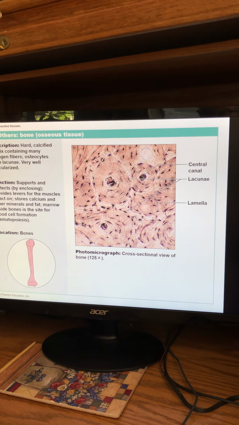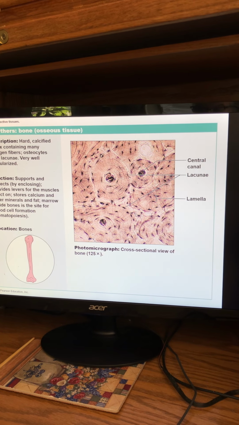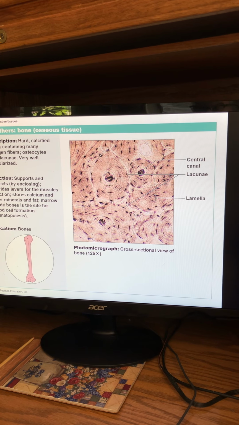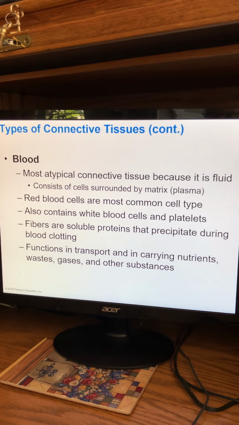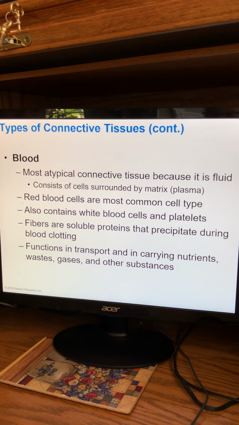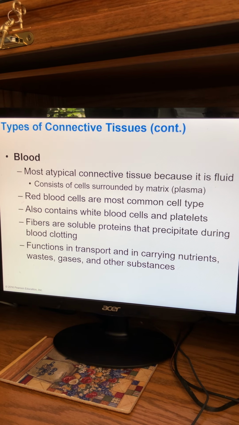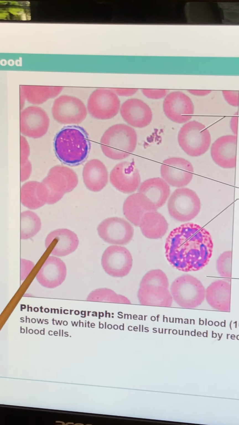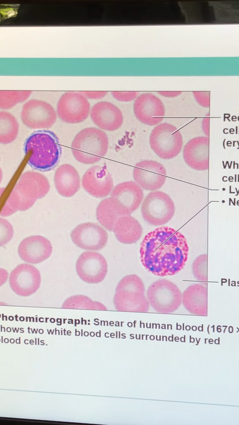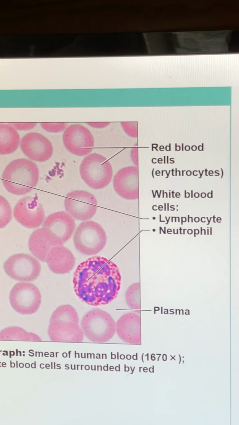So everyone likes to have bone as its own category, but it technically is in the same group as connective tissue. The last type of connective tissue is blood. Blood looks like this. So all of these guys that are red here are red blood cells. And then the ones that aren't red, that are a little bit different, are white blood cells.